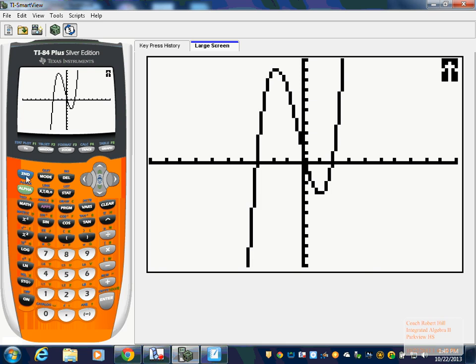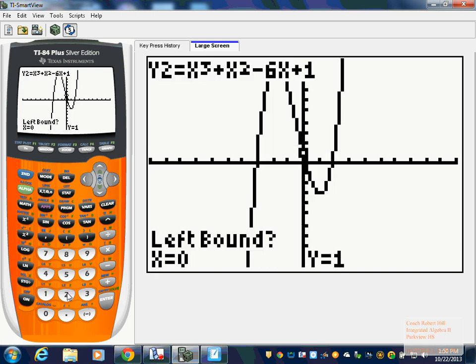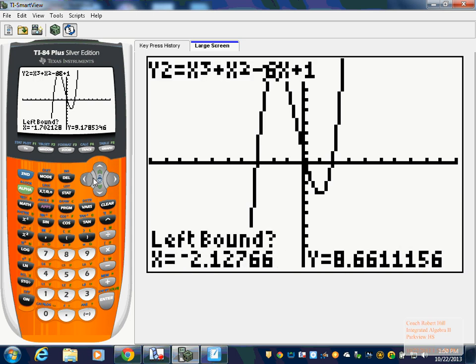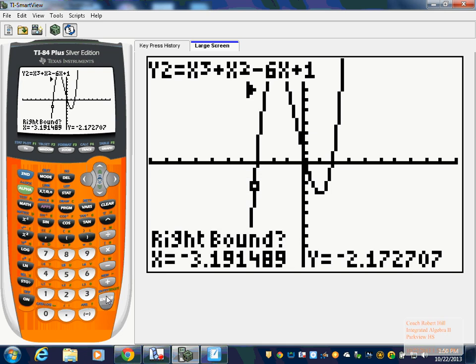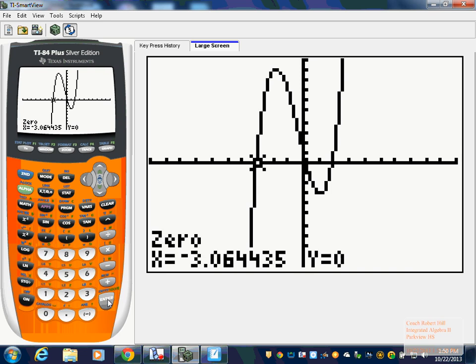So that means when I try to calculate the zeros, how many answers do I got to get? 3. So what I'm about to do, guys, you got to do 3 times. And every time you calculate a zero, it's going to ask you for the same thing. It's going to say left boundary first. So you got to get to the left of that zero. Hit enter, then get to the right of that boundary, and it'll tell you what it is. It's negative 3.06. So the first zero is negative 3.06.